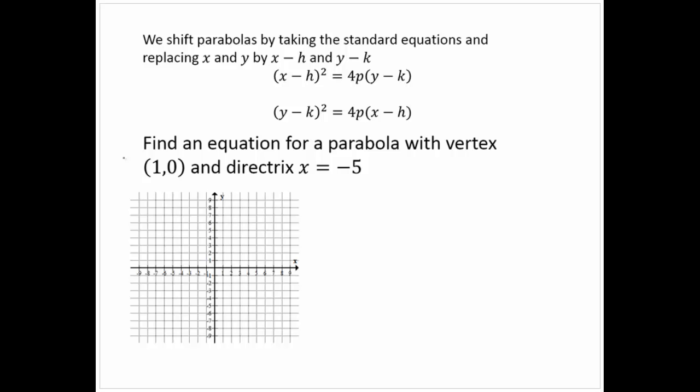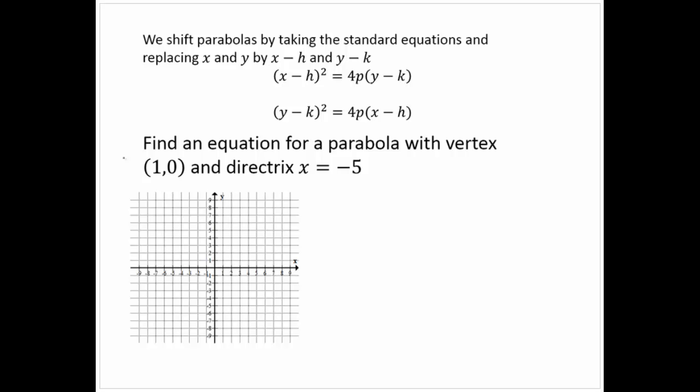We can shift parabolas by taking the standard equations and replacing x and y by x minus h and y minus k, respectively. And so then we can have the equation (x minus h) squared is 4p times (y minus k), or (y minus k) squared is 4p times (x minus h).